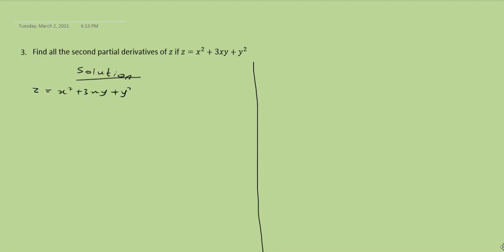So look at the first thing I'm going to do. Differentiate with respect to x. The partial derivative of z with respect to x will be equal to differentiate x squared, the answer is 2x, plus differentiate x here. Don't forget y will be kept as constant. Differentiate x here, the answer is 1, so you will be left with 3y. Differentiate x here, there is no x. This is a constant, so the answer is 0.